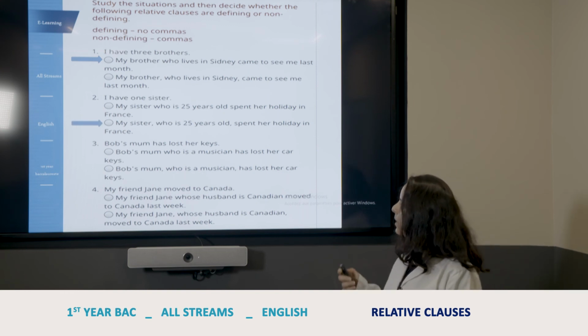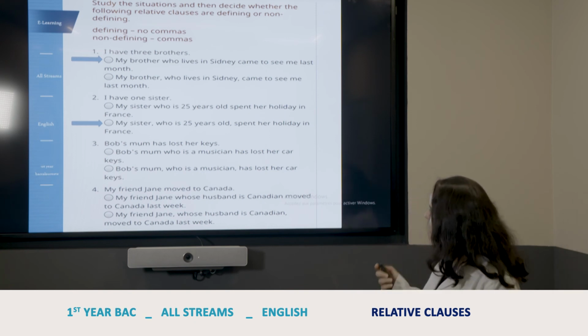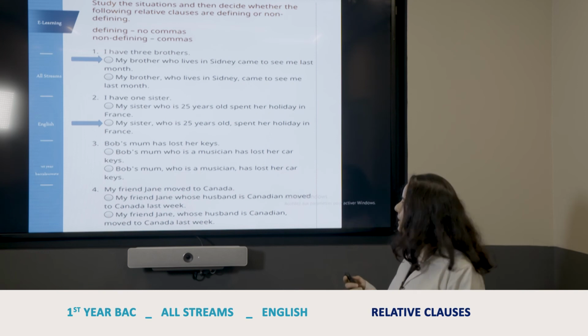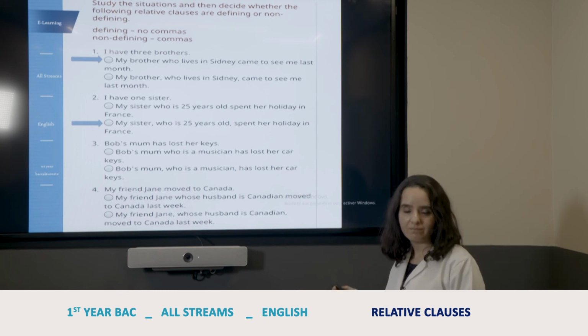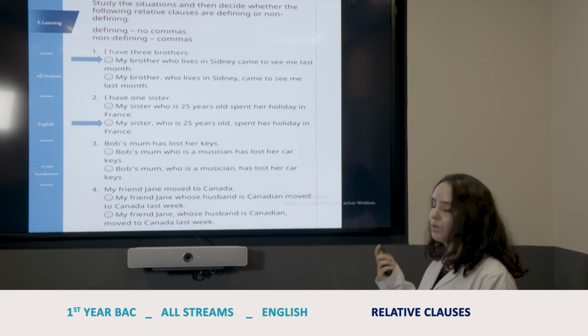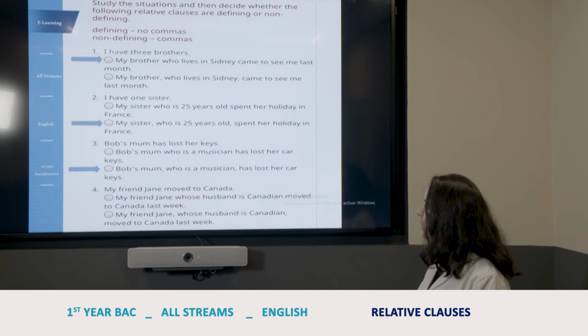Number 3, Bob's mom has lost her keys. The sentence is, Bob's mom, who is a musician, has lost her car keys. So here it is what? So what do you think? Defining or non-defining? Of course, it is a non-defining relative clause because Bob has just 1 mother. Okay? So the right answer is the second one.